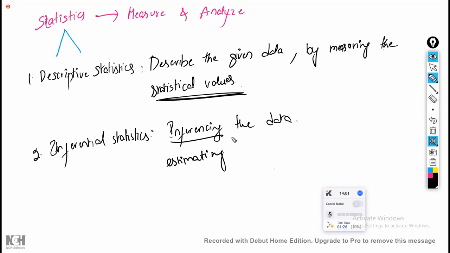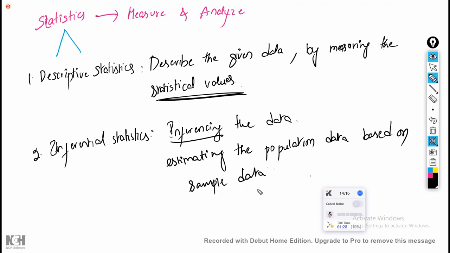What are you estimating? Estimating the population data based on the sample data is called inferential statistics. Statistics means measure and analyze, out of which descriptive statistics means describing the data by the statistical values, whereas inferential statistics means inferencing the data. Inferencing means estimating the population data based on the sample data.